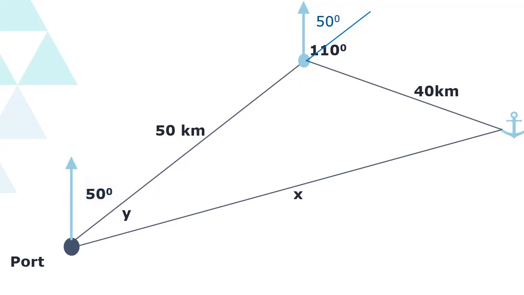This means that we have two angles of measure 50 degrees. The angle of bearing is 110. Part of it is 50. This means that the other part is 60. Now, the angle that is inside the triangle and 60 degrees are supplementary angles. This means that they add up to 180. So the angle that is inside the triangle is 120.